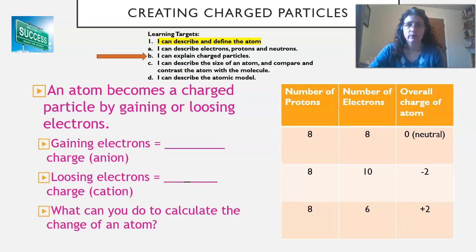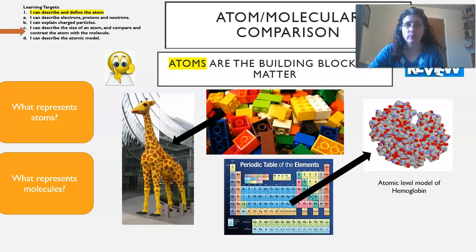All right, so reviewing, we can create charged particles based on if they have more electrons or less electrons. So it can be called an anion if it is gaining and a cation if it's losing. So we can use that information to help us. We will be talking about that.